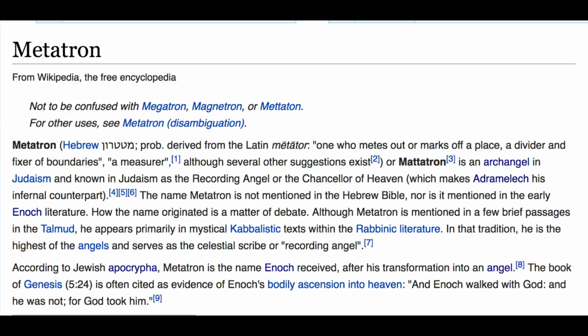Genesis 5:24 is often cited as evidence of Enoch's bodily ascension into heaven. And Enoch walked with God, and he was not, for God took him. There you go.